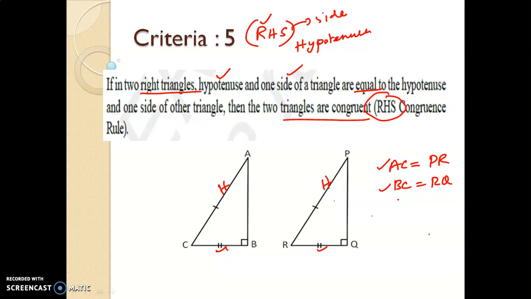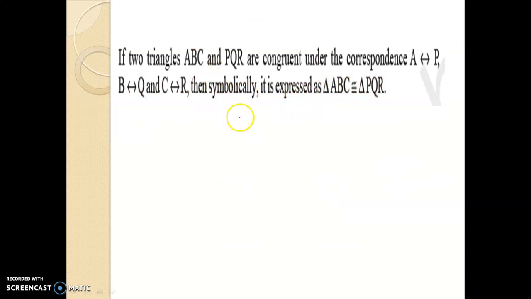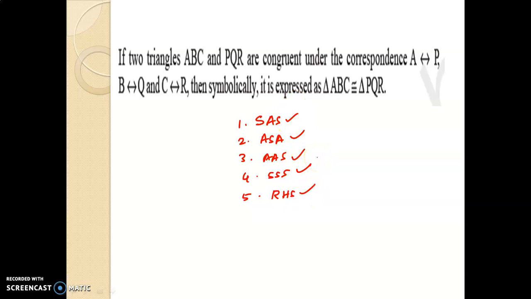So far, how many criteria are available here? First we have seen the SAS criteria, second one ASA, third one AAS, fourth one SSS, and fifth one RHS. So these are the 5 important criteria for congruence of triangles. In this lesson we are going to check whether the given triangles are congruent to each other or not by using these 5 criteria.